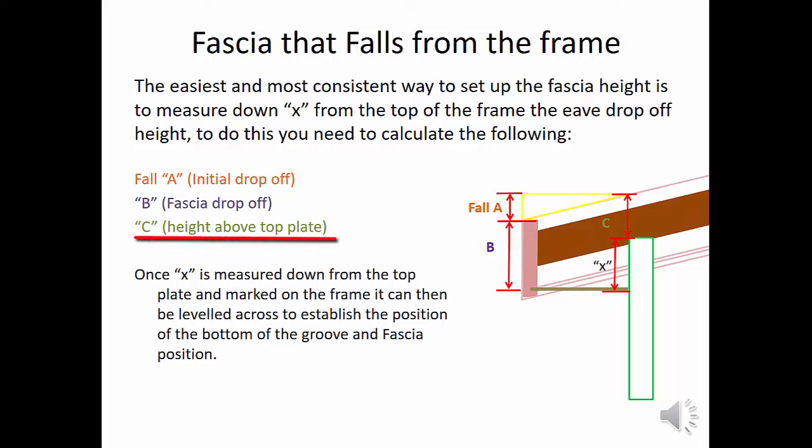C is the height above top plate. This includes the rafter left on dimension and the distance measured plumb from the top of the rafter to the belcast line. Once X is measured down from the top plate and marked on the frame, it can then be levelled across to establish the position of the bottom of the groove of the fascia.